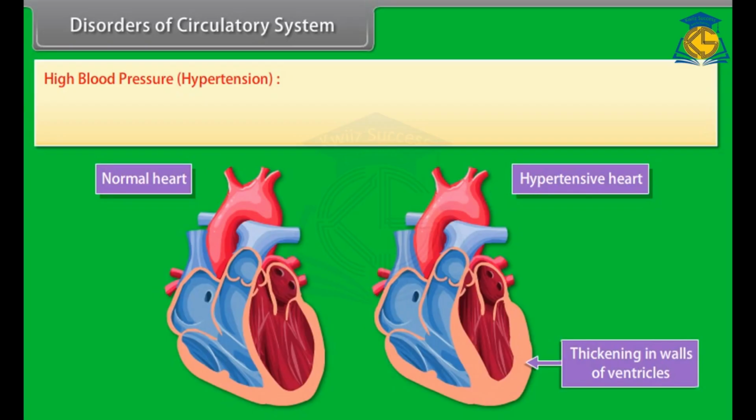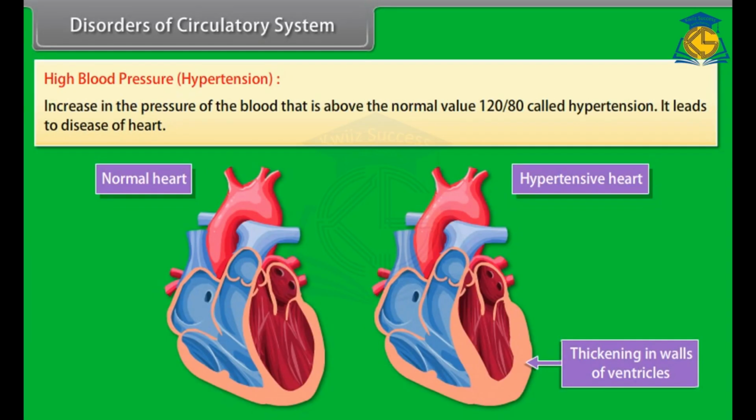Disorders of the circulatory system. High blood pressure or hypertension. An increase in blood pressure above the normal value of 120/80 is called hypertension. It leads to heart disease.